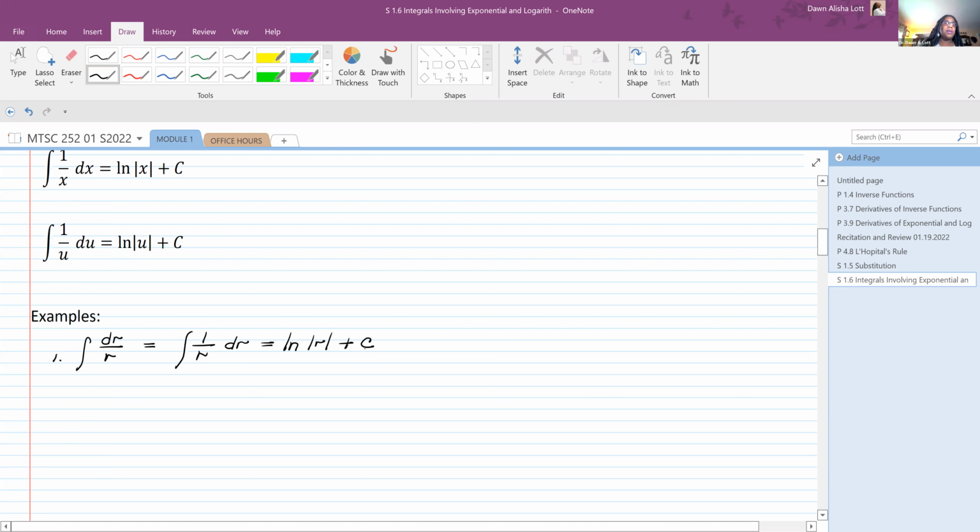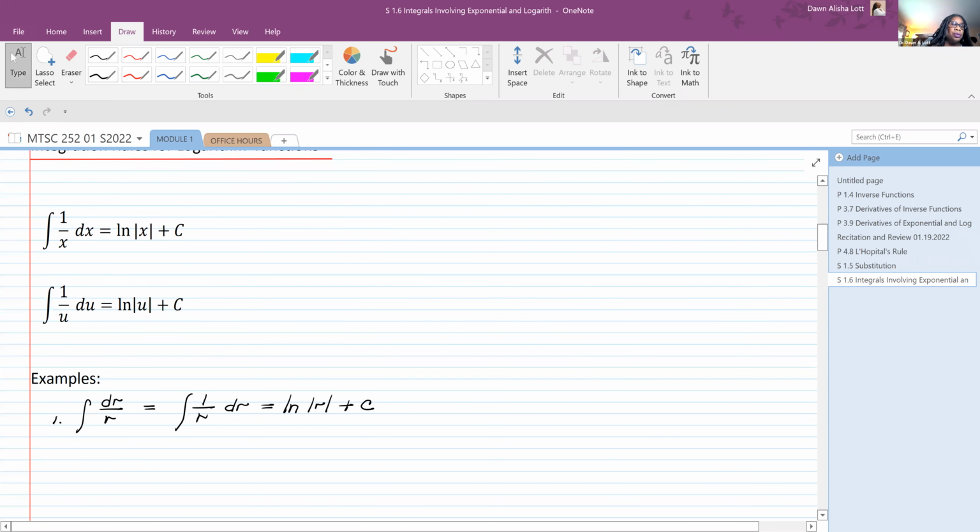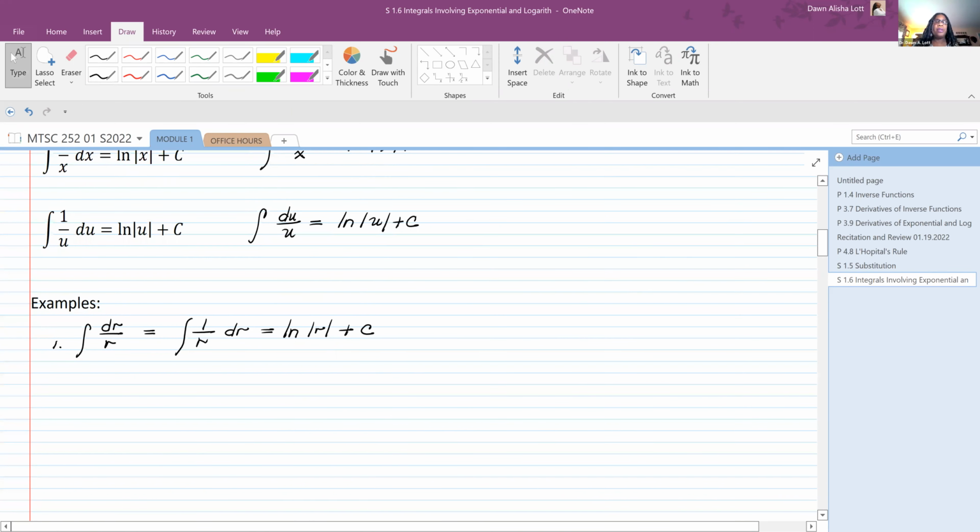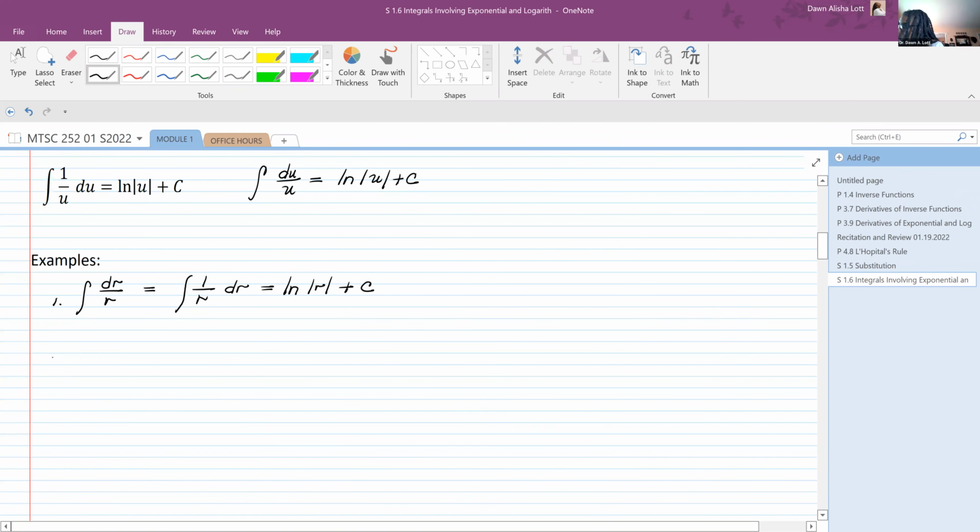So it doesn't matter what the variable is, if it's an x, a u, or an r, whether it's dr over r or the integral of dx over x. Another way of writing this is the integral of dx over x is equal to the natural log of the absolute value of x plus a constant. Another way of writing this is the integral of du over u is the natural log of the absolute value of u plus a constant. So it doesn't matter the variable, if it's x or u or r, we still get the natural log.